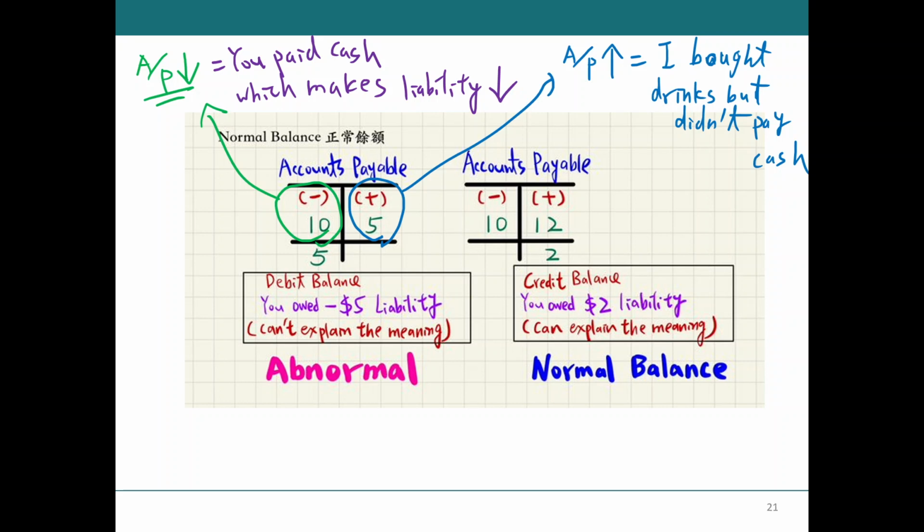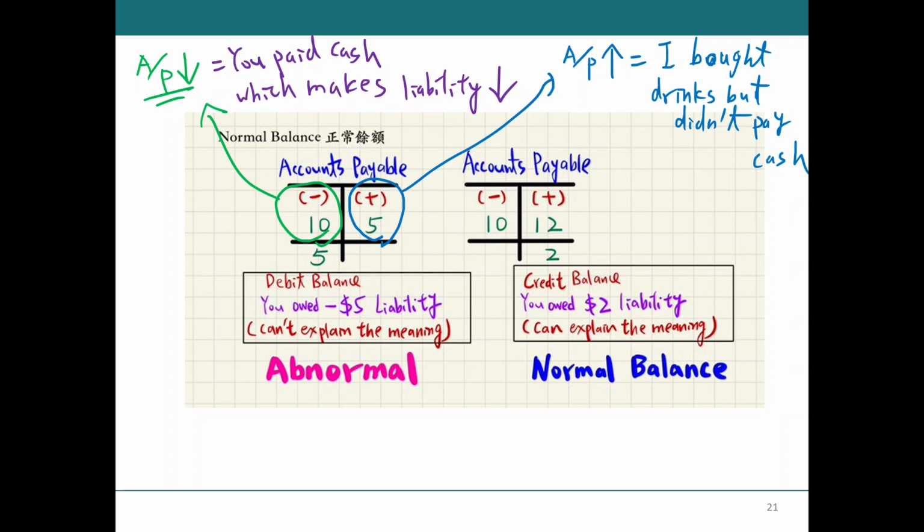You are, what's your name? Sorry? Trisha. Case 1, case 2, which one is correct, is normal? Case 1 or case 2? Case 2, why? Why? Because, did you find out?